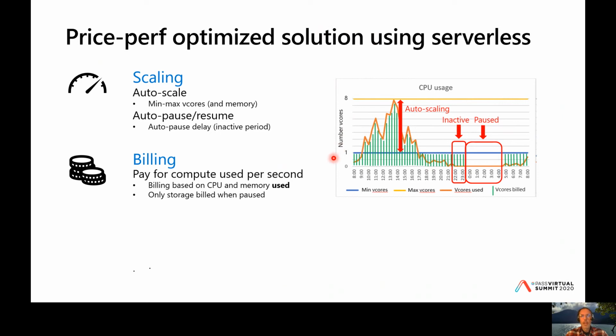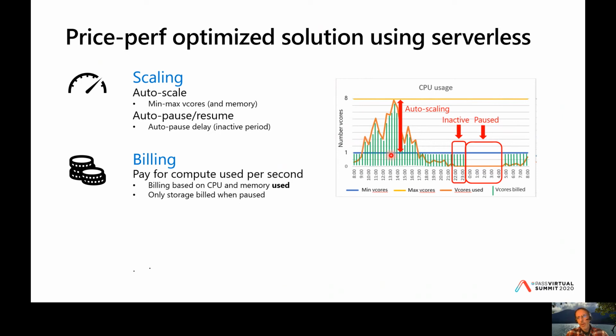So here in this example, in the picture on the right, I have a serverless database that's configured with a minimum of 1 vCore and a maximum of 8 vCores. And this jagged orange line represents the utilization of the database over a 24-hour period. And you can see that when that usage falls between the min and max number of cores, the amount of compute that's billed is exactly equal to the amount that's actually used. That's represented by the green vertical bars here.